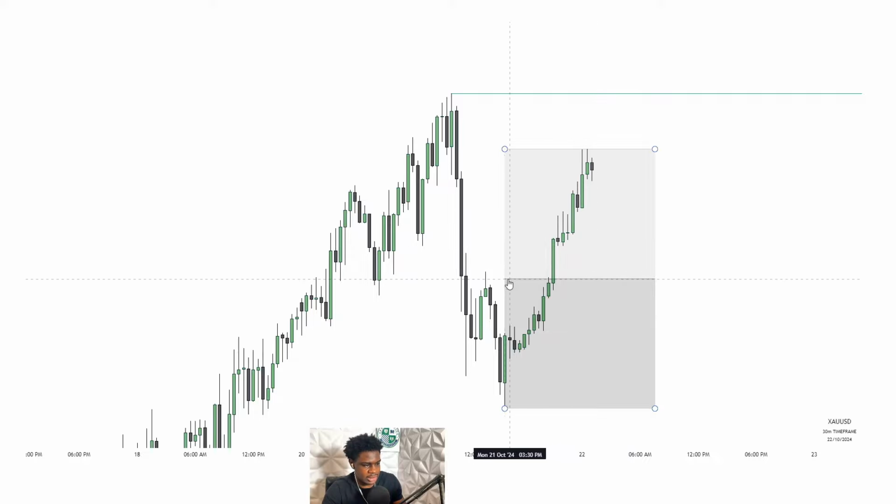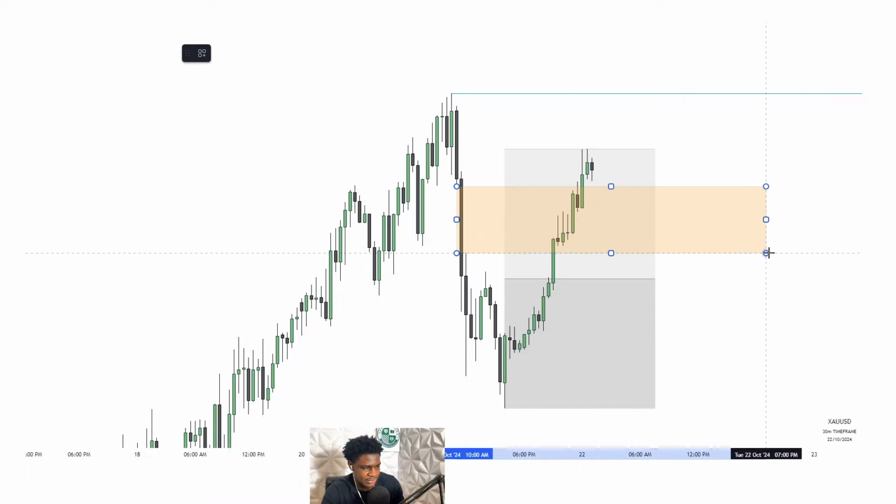So price is not going to come all the way back down into a level of equilibrium. It's going to stay above the 50%. It's going to refer to the most recent PD arrays as the levels of support. And the first PD array that catches my eye here is this inversion fair value gap.